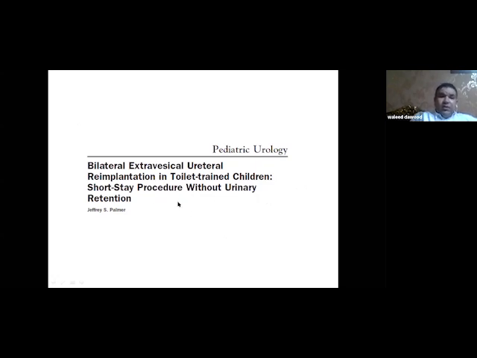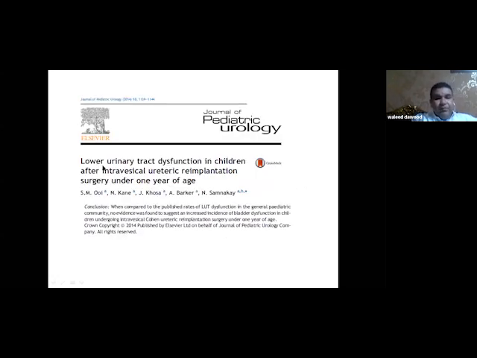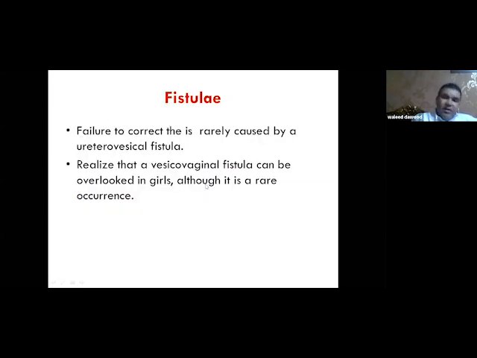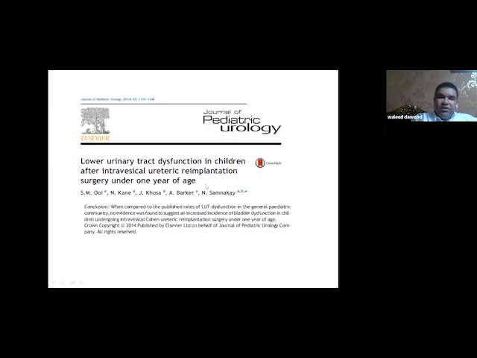And there is a paper on lower urinary tract dysfunction in children after intravesical, not extravesical, ureteric re-implantation surgery under 1 year of age. Yes, under 1 year of age, no voiding dysfunction at follow-up. Voiding dysfunction is very rare, and most papers talking about voiding dysfunction occurred after bilateral extravesical or Lich-Gregoir, is temporal, and some cases needing CIC and medication.